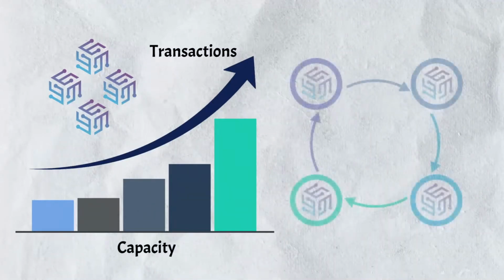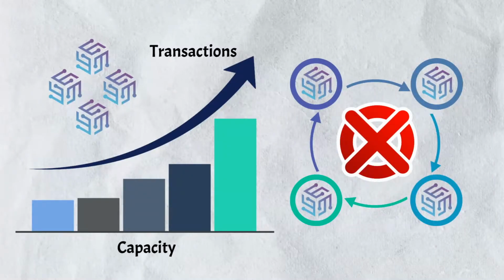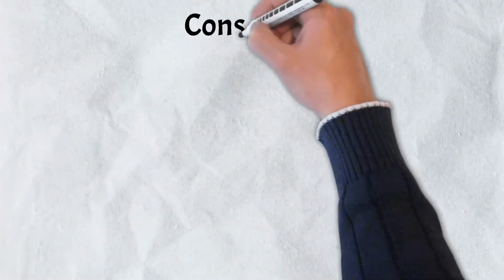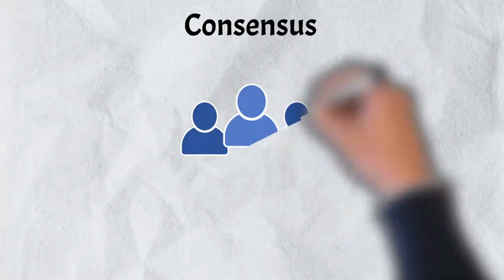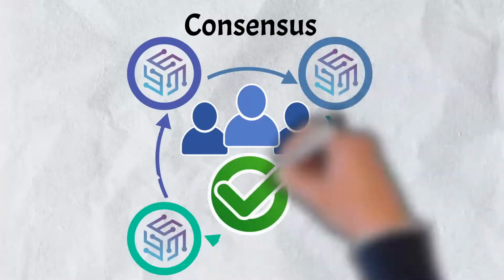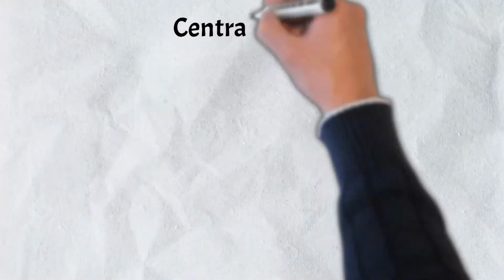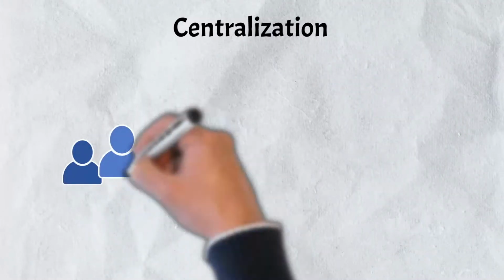A network can fail to generate consensus on transactions quickly if it has a high increase in users and activity. Consensus is the means by which validators come to an agreement, as a group, about how transactions are validated and added to the blockchain. One of the ways to combat this is through centralization.